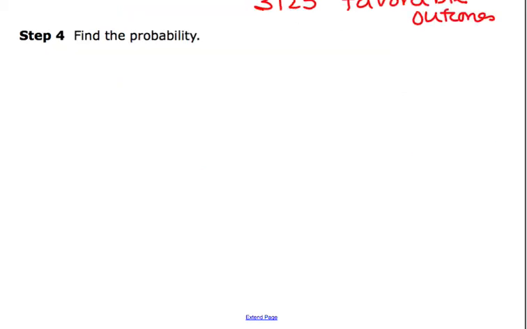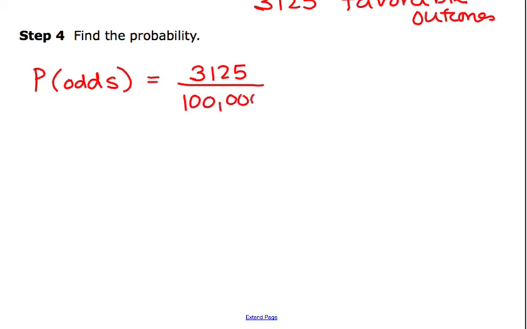All right, now we need to find the probability. The probability that you will have all odds in your 5-number combo is your favorable outcomes, which was 3,125, out of your total sample space of 100,000. When you divide that, you can reduce it to 1 out of 32. So that is your probability. Now, probability can be written as a fraction, it can be written as a decimal, it can be written as a percentage.